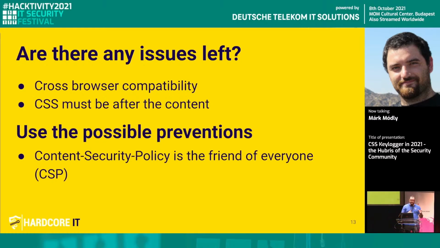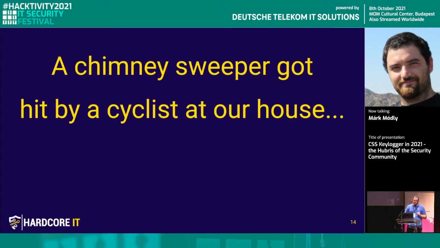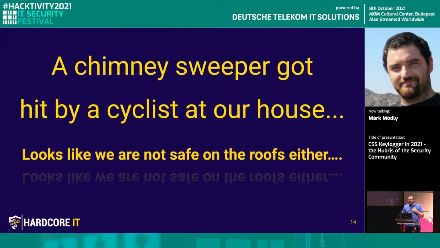Your data is still safe if you use the content security policy, and we are not drawing the wrong conclusions. So, what do I mean by wrong conclusions? I went into a place that I'm contracting for, and one of my co-workers was there. And I told him that a chimney sweeper got hit by a cyclist at our house, which actually happened, not something to laugh about. But he drew the conclusion that it looks like we are not safe on the roofs either.